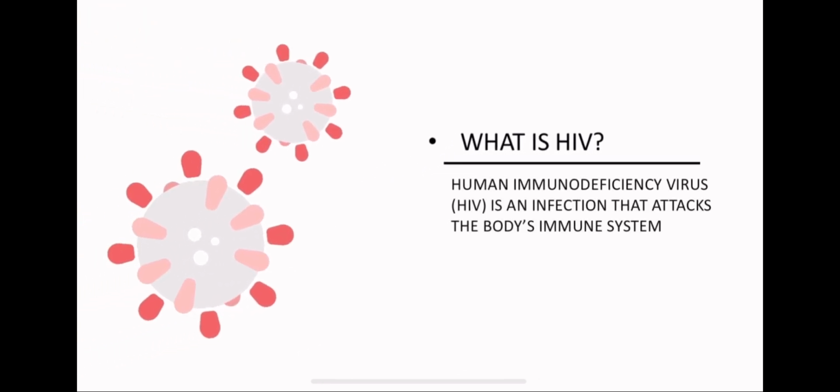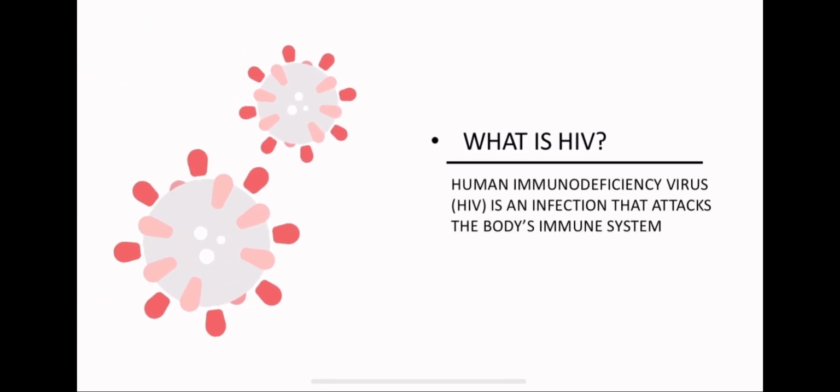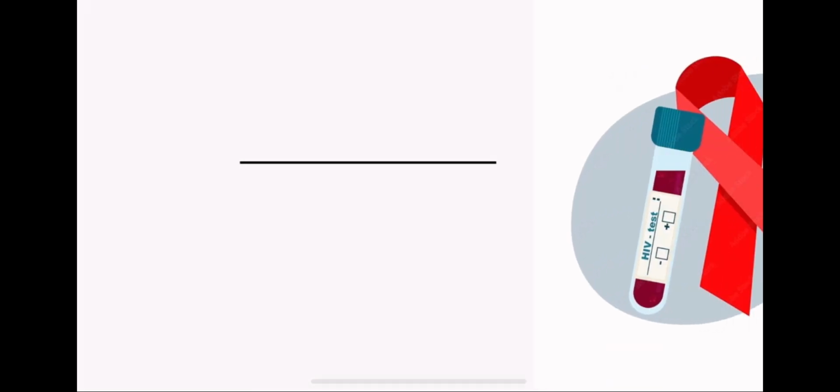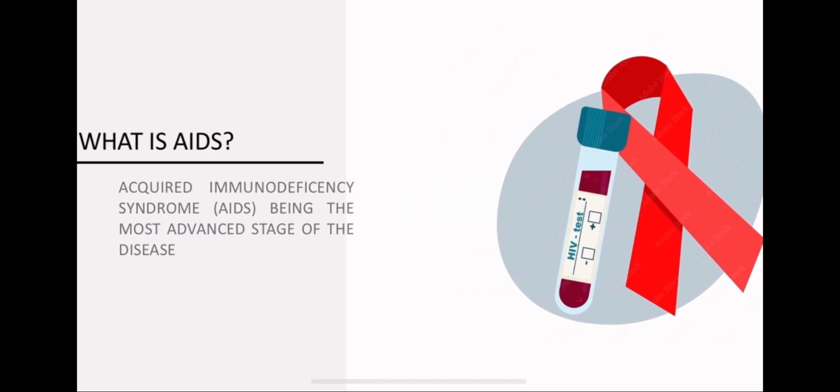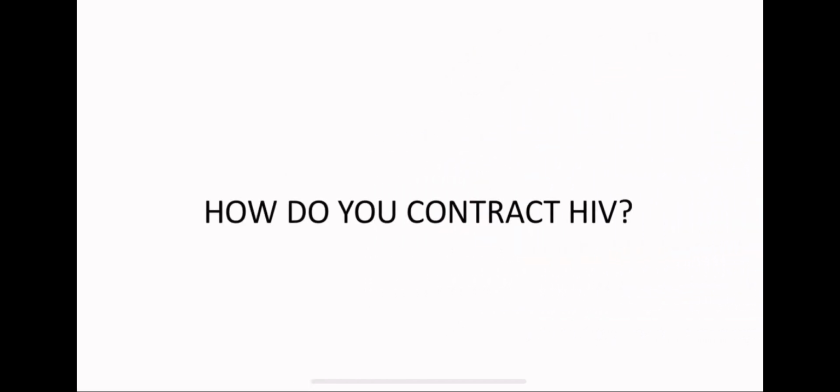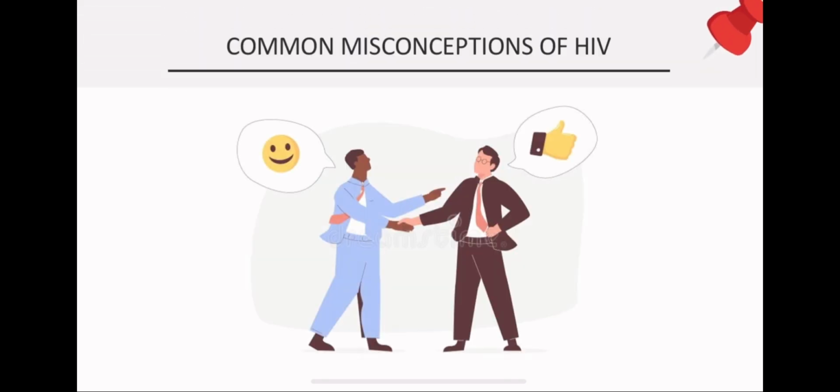Now, what is HIV? Human immunodeficiency virus is an infection that attacks the body's immune system. AIDS is the most advanced stage of the disease. How do you contract HIV? And the common misconceptions of HIV.